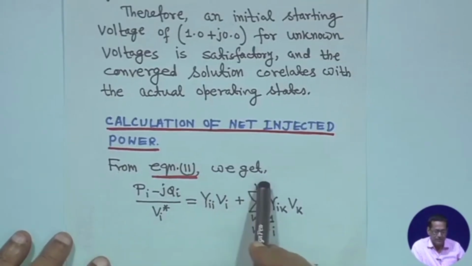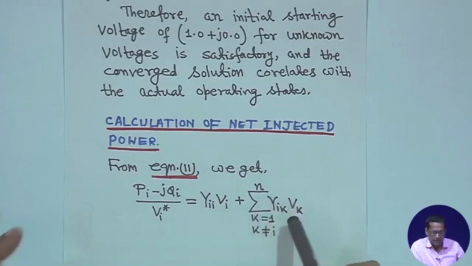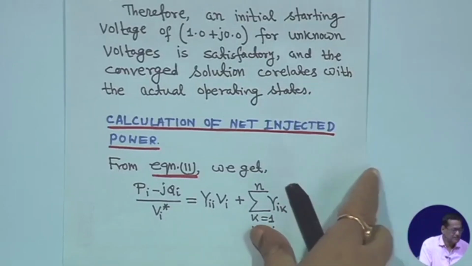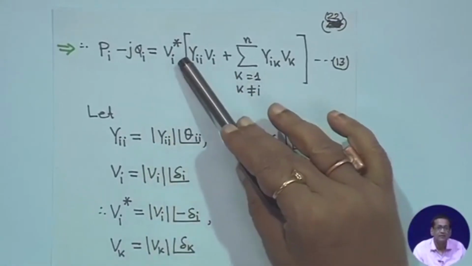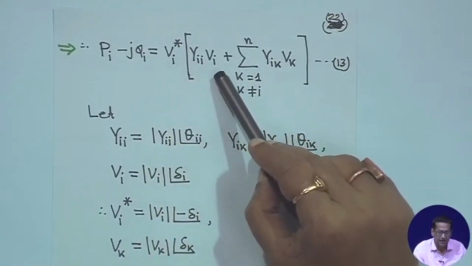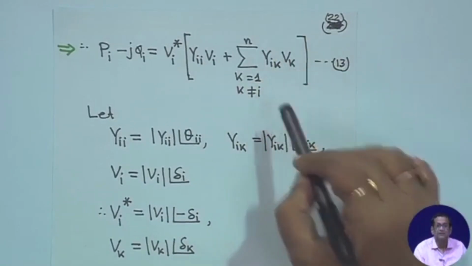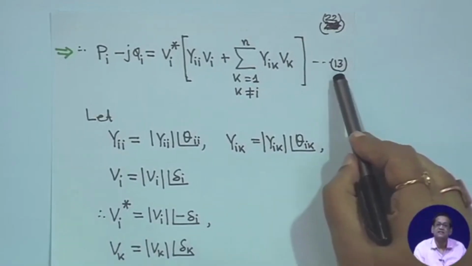So, that is why we are rewriting equation 11: Pi minus jQi upon Vi conjugate is equal to Yii Vi plus the sum over k equal to 1 to n, k not equal to i, of Yik Vk. From this equation, Pi minus jQi can be written as Vi conjugate times (Yii Vi plus the sum over k equal to 1 to n of Yik Vk, k not equal to i). So, this is equation 13.